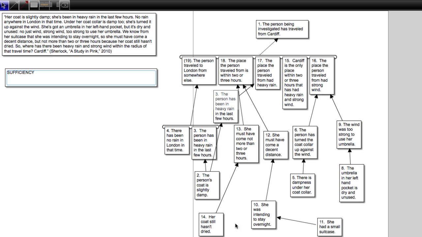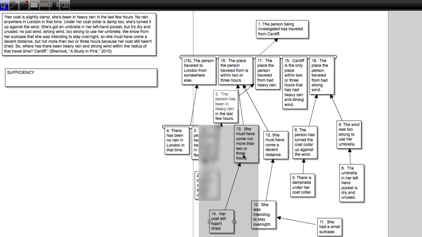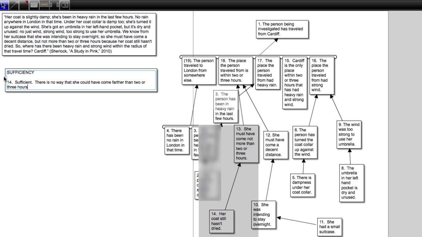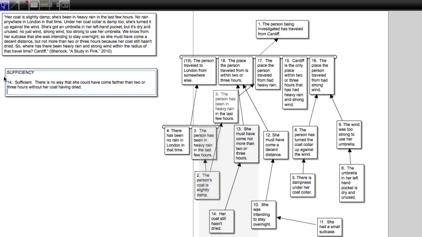So, for example, I'll start at the bottom of the diagram, and here I'm going to notice that 14 is the only premise that's giving evidence to 13. So I'm going to evaluate 14 by itself. Her coat still hasn't dried, therefore she must have come not more than 2 or 3 hours. Is that sufficient evidence? I would say, yes, that's sufficient. There is no way that she could have come farther than 2 or 3 hours without her coat having dried. That means it's sufficient.